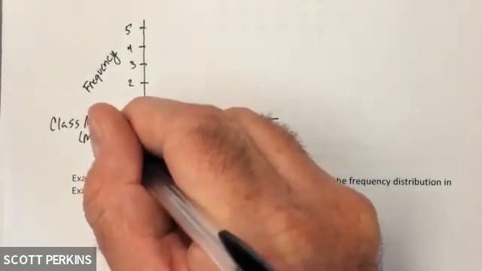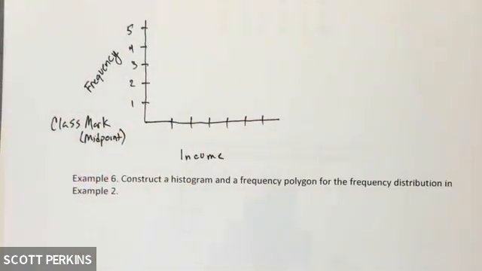What we do is we're going to label the midpoint of each of the classes. We're not going to write the range of values down at the bottom. We're going to label the midpoint. And so how do you find the class midpoint? That is a great question. I'm glad you asked it.